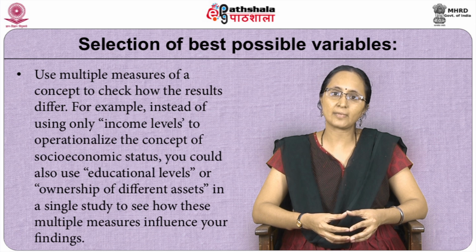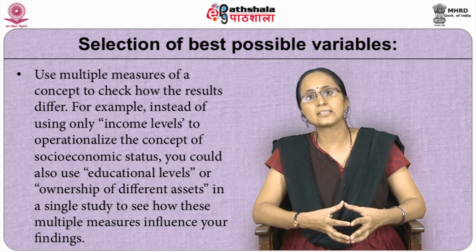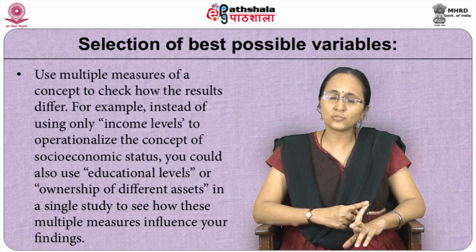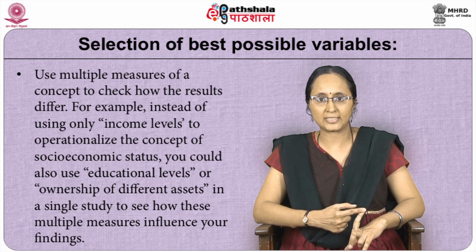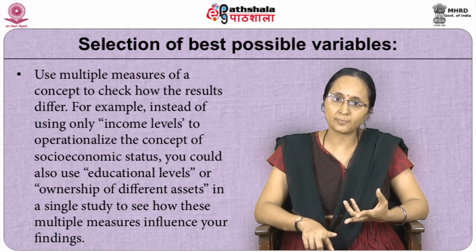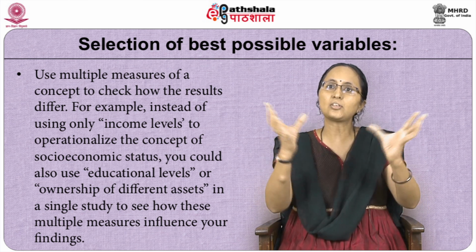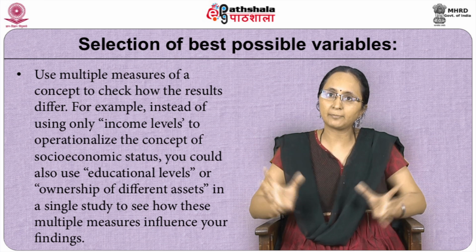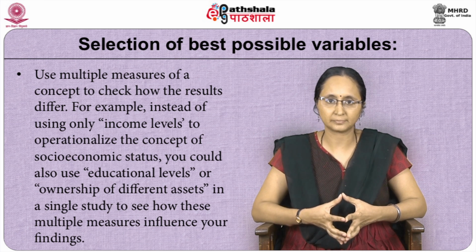You could use different measures of a concept to check how the result differs. For example, instead of using just income level for socio-economic status, you could use education levels, and you could add ownership of different assets. So, you would have multiple variables and you would get an overall, complete picture through that.